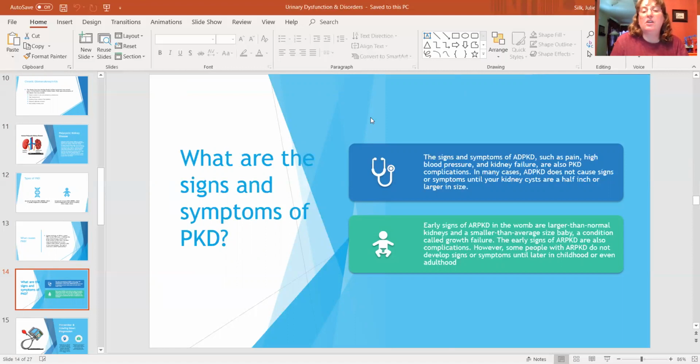Early signs of this in the womb are larger than normal kidneys and a smaller than average sized baby, a condition called growth failure. The early signs are also complications. However, some people with this do not develop signs and symptoms until later in childhood or even adulthood.